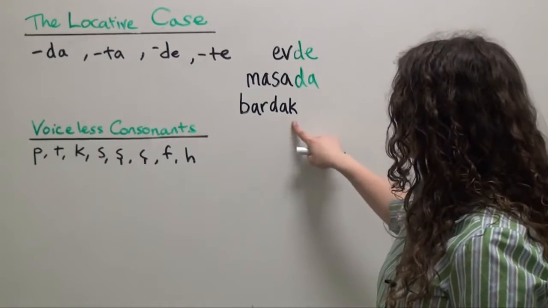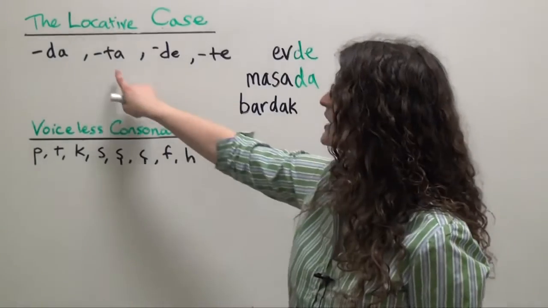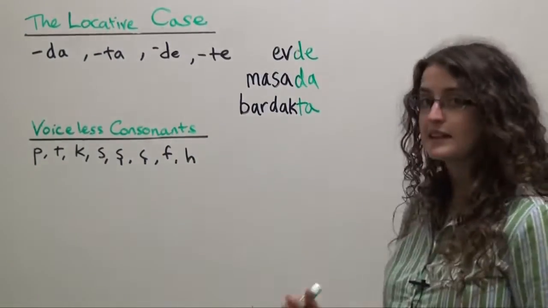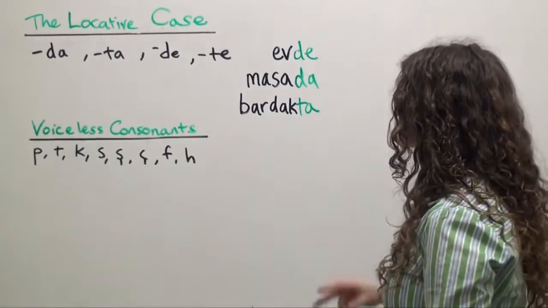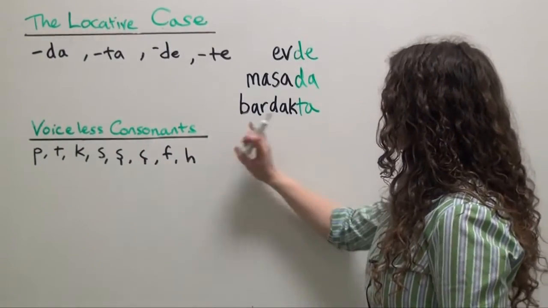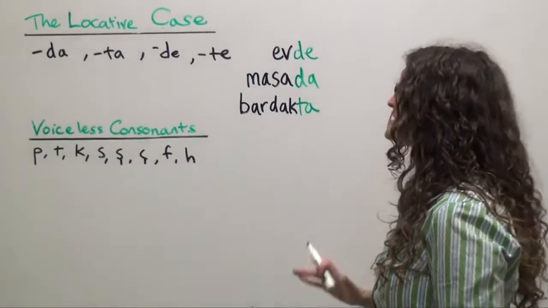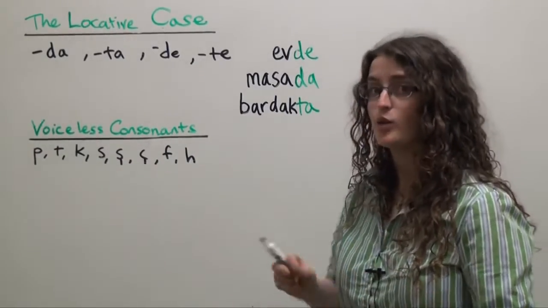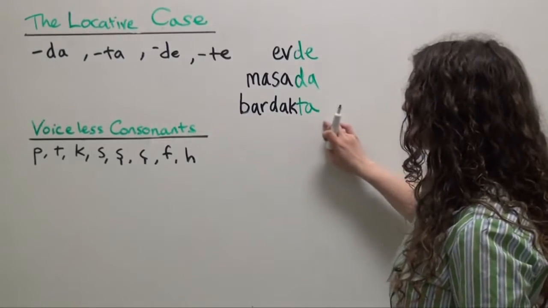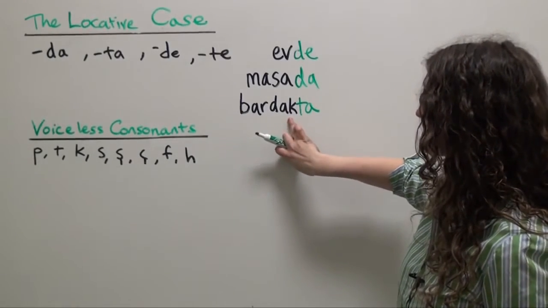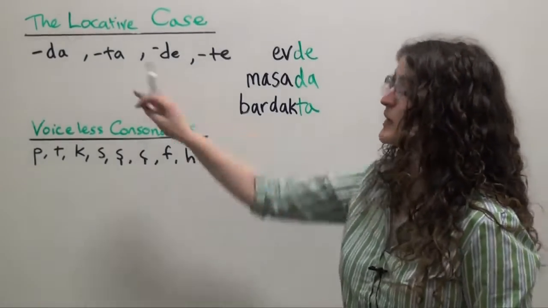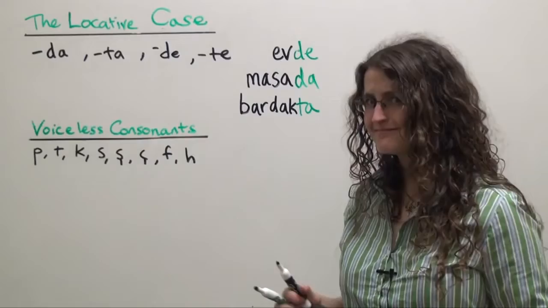So for bardak, we're going to choose bardakta. Bardakta, in the glass or on the glass. Notice that bardakta is a lot easier to say than if we tried to say bardakda or something like that. Bardakta, voiceless consonant at the end of the noun, voiceless consonant at the beginning of our locative case ending. That's pretty simple.